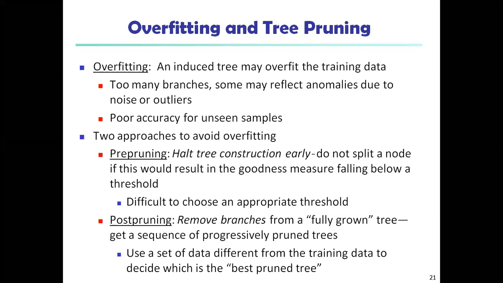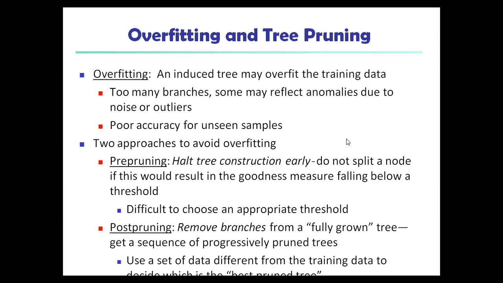Overfitting means an induced tree may overfit the training data. Too many branches, some may reflect anomalies due to noise or outliers, resulting in poor accuracy for unseen samples. This is regarding overfitting. And here, there are two approaches to avoid overfitting. First one is pre-pruning and second one is post-pruning.